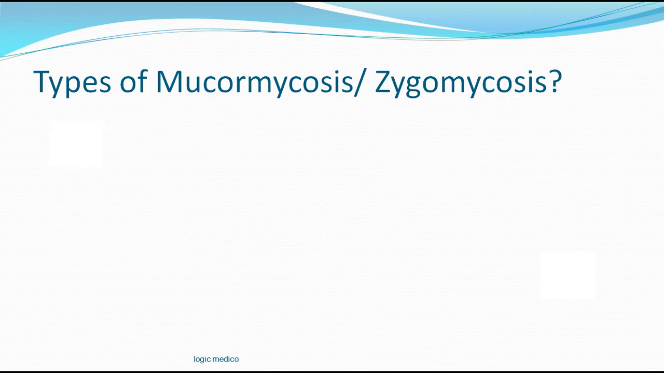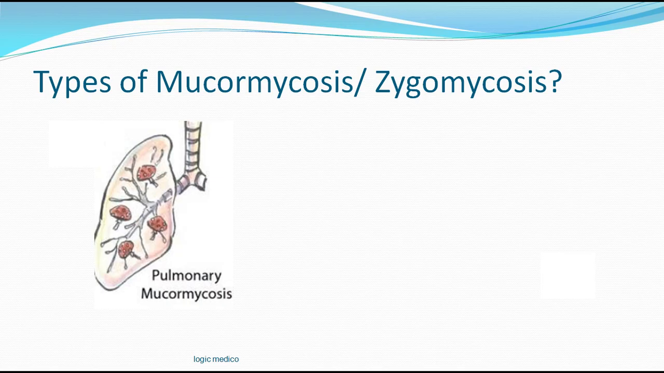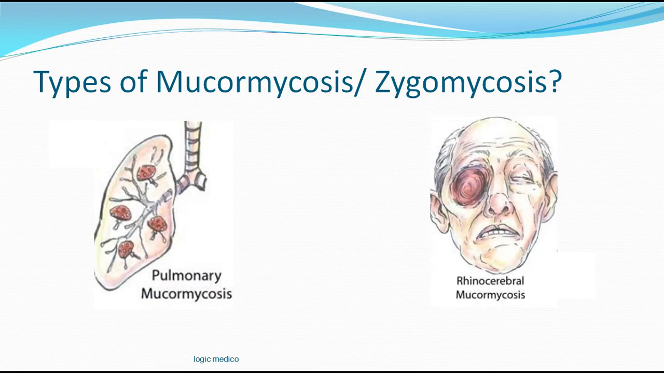What are the types of mucormycosis or zygomycosis? There are basically two types. Pulmonary mucormycosis, which affects mainly the lung tissue. The second one is rhinocerebral mucormycosis. That mainly affects the nose, palate, the orbit, as well as the brain. Rhino means nose, cerebral means brain. But it also affects the neighboring tissue as well.